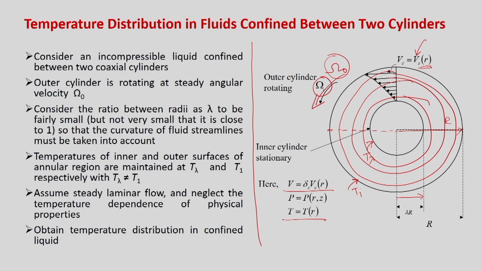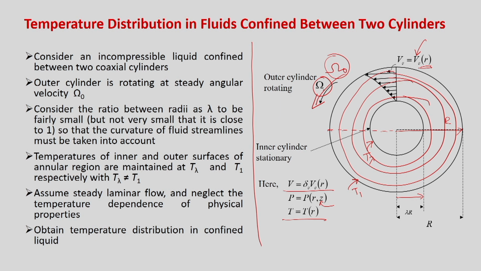So, the gradient is in the radial direction. T is a function of r. Pressure is a function of r, obviously we understand. It can also be a function of z if you take the vertical configuration of the cylinder. If you take the horizontal, then pressure will be a function of r only, right. So, this is the schematic representation of the problem.